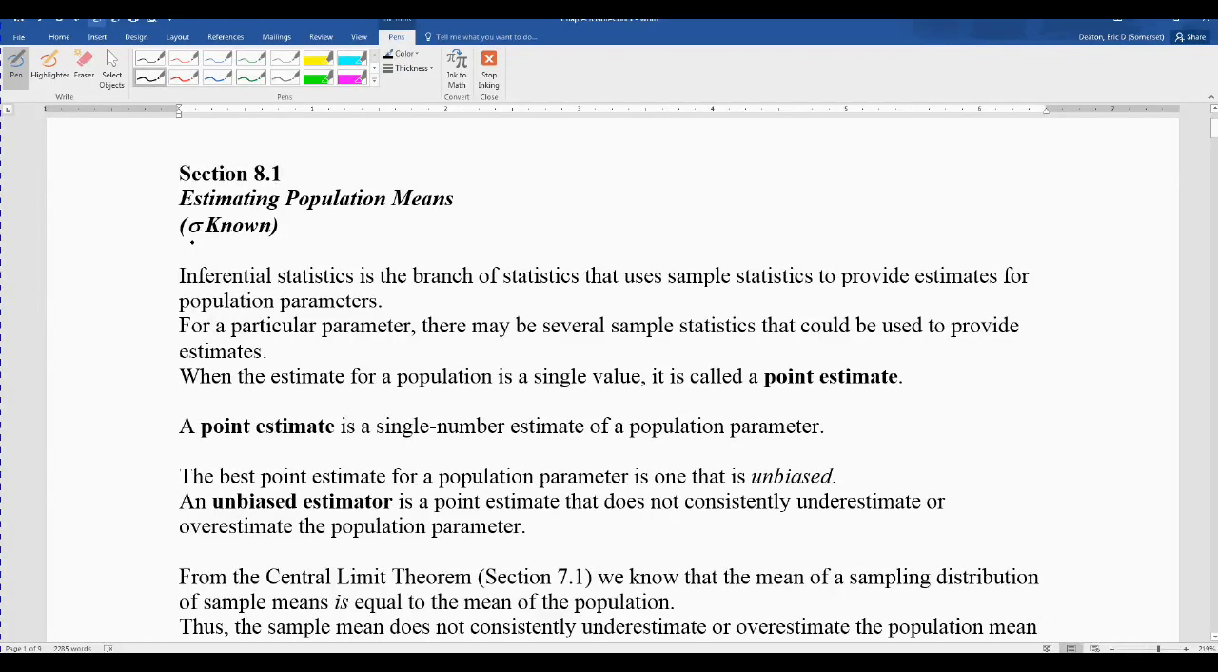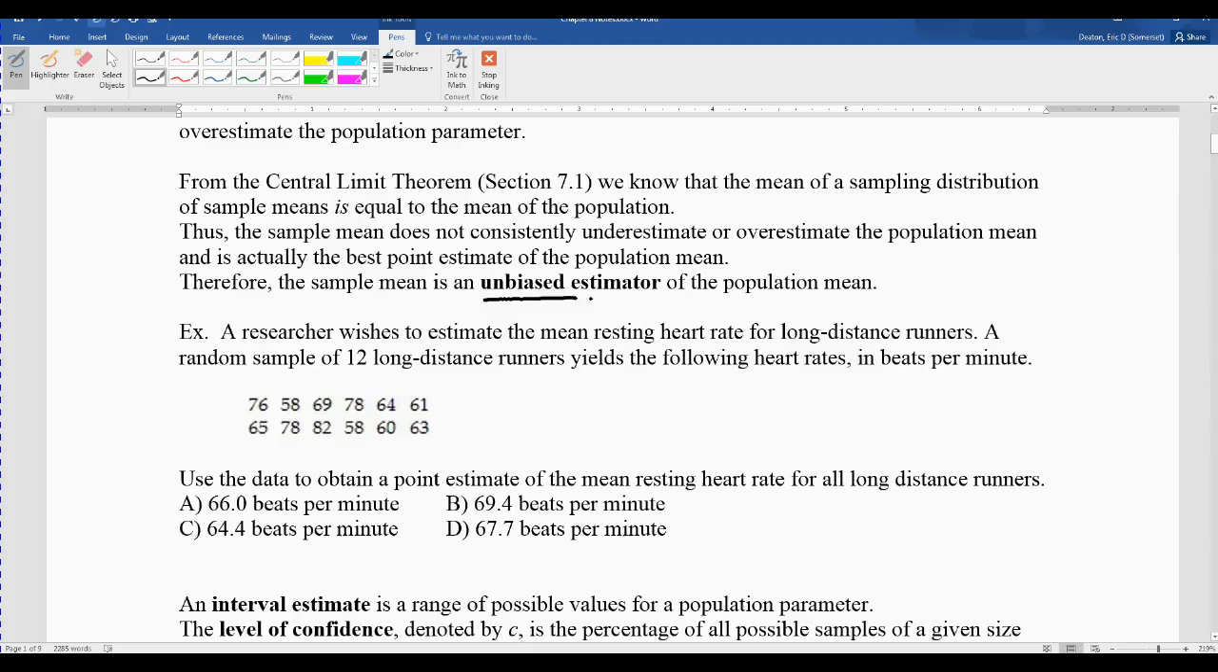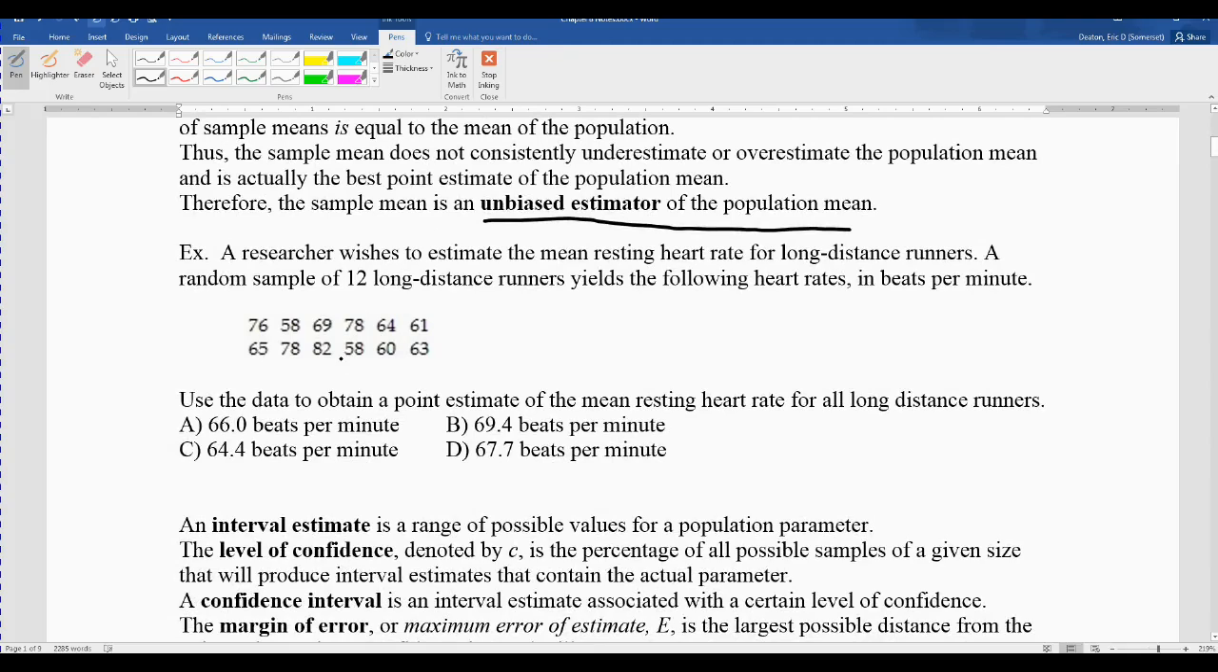Estimating population means with sigma known, its population standard deviation will be known. I'm not going to read this to you, just going to highlight some things. Anytime you see point estimate, that's pretty much going to refer to the mean, sample mean, X bar, unbiased estimator. And it says it right there. So when you see a question like this, it just means find the mean. When it's asking to obtain the point estimate, find the sample mean.